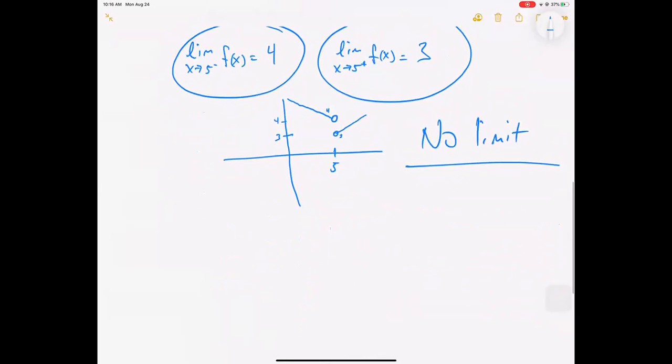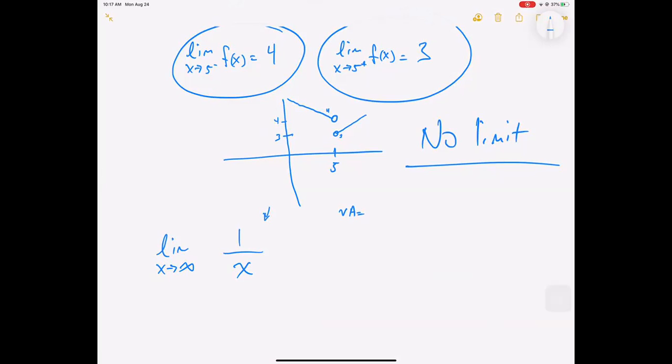Let's go ahead and look at another way we use limits, this question here. What is the limit as x goes to infinity of the equation 1 over x? Now, if you remember how to graph 1 over x, this is what we call a rational graph. We have a vertical asymptote. Does anybody remember what the vertical asymptote for this graph would be?